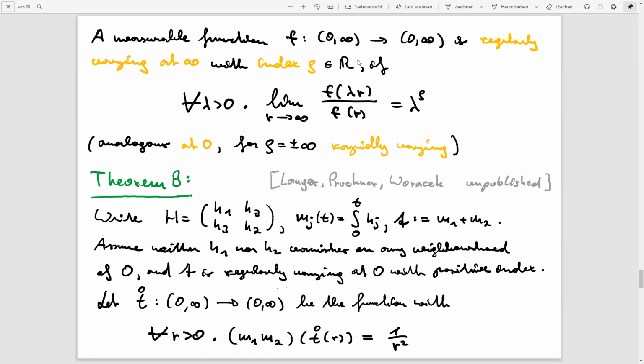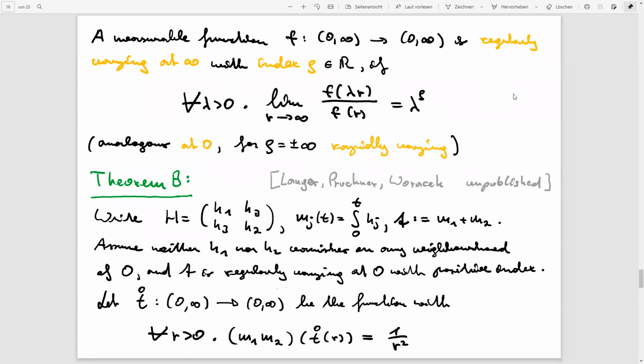If we have a measurable function on the half line, then we call it regularly varying at infinity with some index rho, which is a real number, if we have this limit here. If you imagine that the function f would be just the power x to the rho, this is the prototype of a regularly varying function, because then everything cancels, and it's lambda to the rho. So regularly varying functions, one can imagine, are functions which behave roughly like a power.